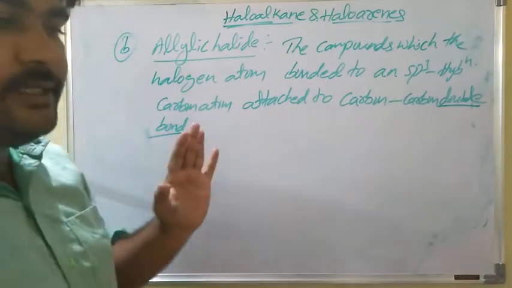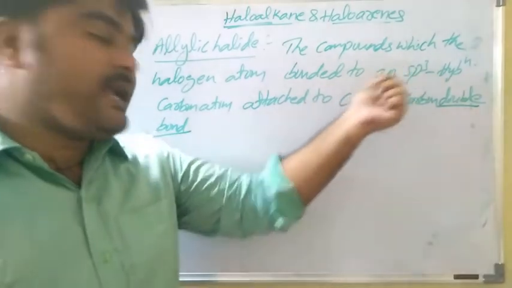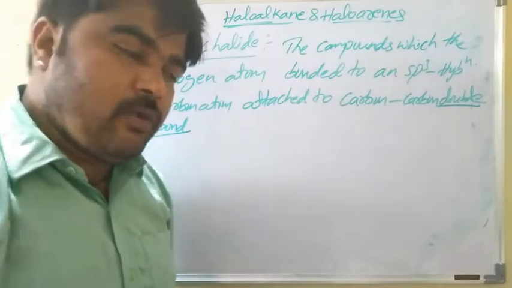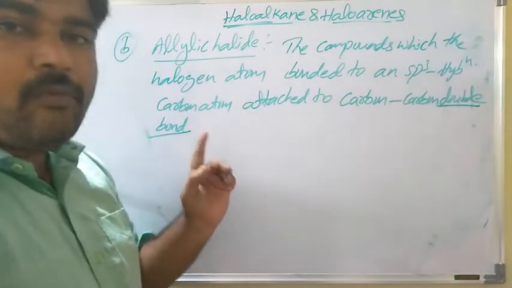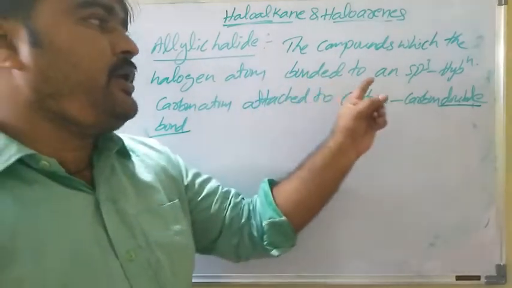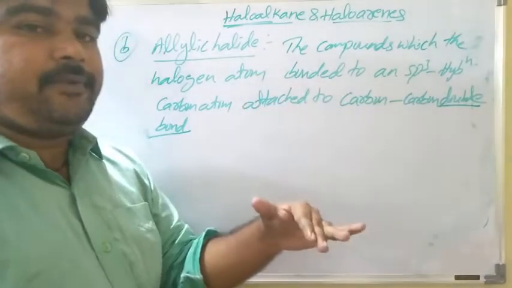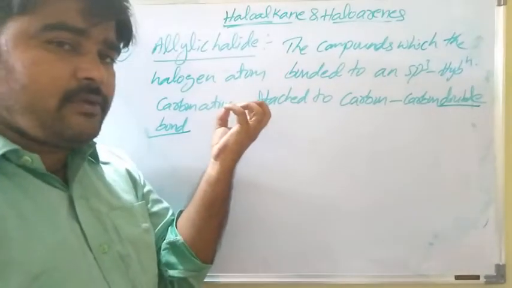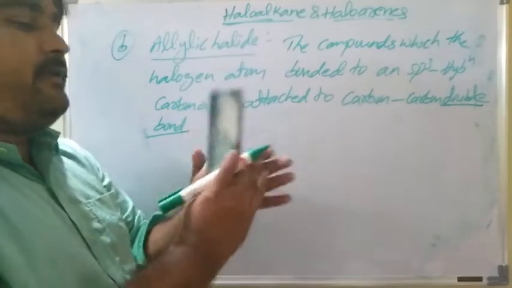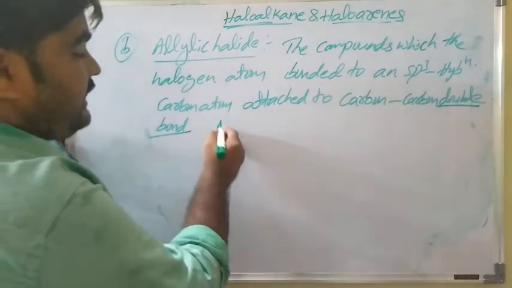Allylic halide means the compounds in which the halogen atom is bonded to an sp3 hybridized carbon atom attached to a carbon double bond. Whenever the halogen atom is attached to an sp3 carbon, that carbon should be attached to an sp2 carbon. That means immediately, whenever you see this, such type of compounds are called allylic halides.